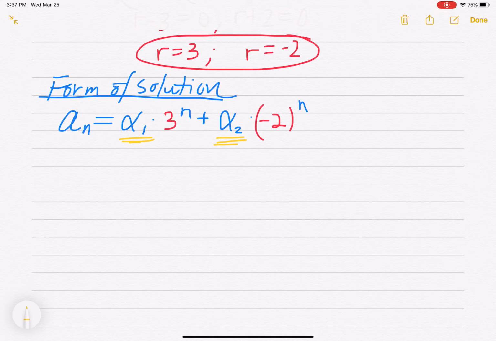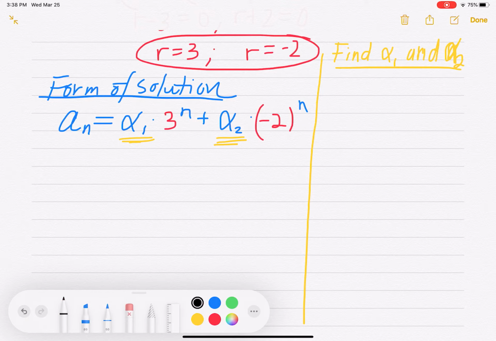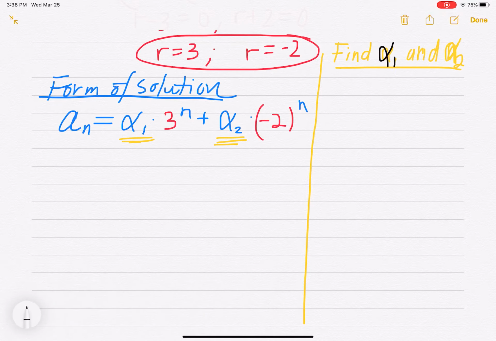And we're going to do that. I'll do it here on the side. We're going to find alpha 1 and find alpha 2. And these are based on, alpha 2, not a2, alpha 2, different. These are based on your initial conditions, right? Alpha 1 and alpha 2. Your initial conditions, right?